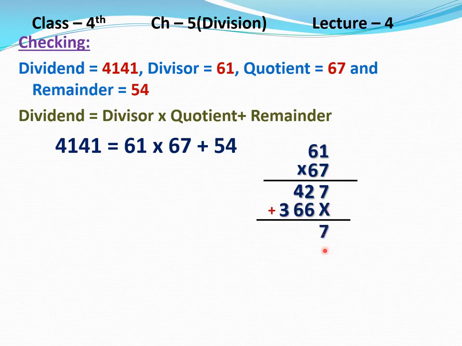Now we will do addition. Write 7 here. 2 plus 6, 8, write 8 here. 4 plus 6, 10, write 0 here and 1 carry. 1 plus 3, 4, write 4 here. 61 multiply 67 equal to 4087.